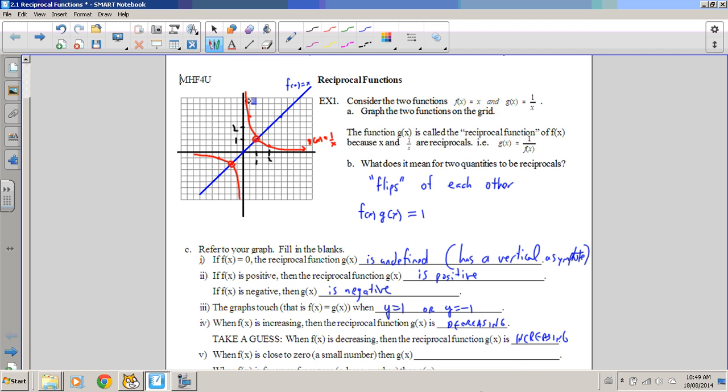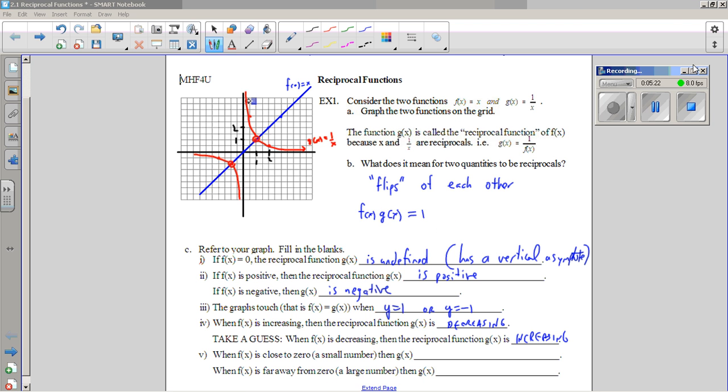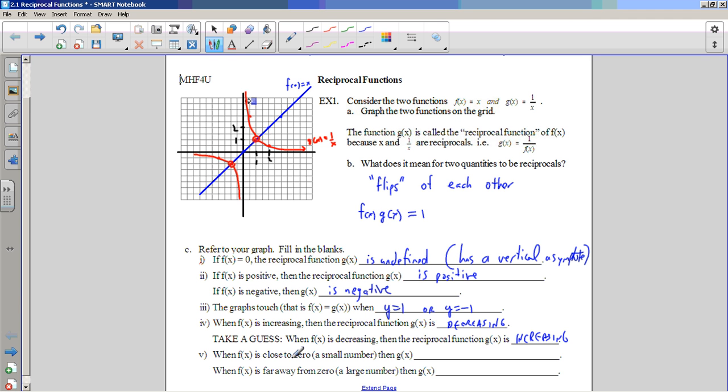When f of x is close to 0, a small number, then g of x, well, I think of the blue one getting close to 0. What's happening to the red one? Well, it's far away from 0. When f of x is close to 0, g of x is far from 0. Let me clean that up.